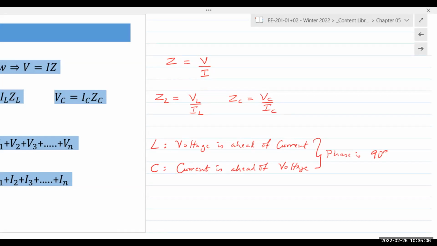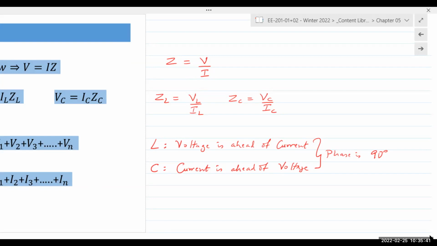Now, when we say voltage is ahead of the current and current is ahead of the voltage, what we're referring to is the voltage and current for that specific component. That specific component only. So if there are multiple inductors in a circuit, the voltage for one inductor is not going to be 90 degrees ahead or behind the current for another inductor. Okay, you have to refer to the current and voltage for one single particular component. That is another point of error I've seen students make in the past.